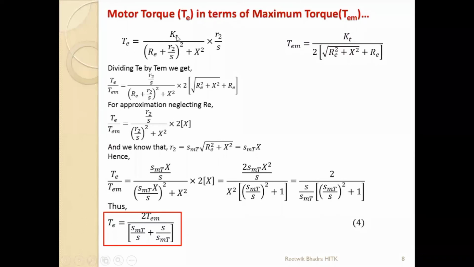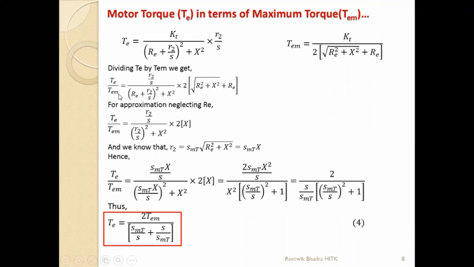So T was written out to be KT by (RE plus R2 by S) whole square plus X square, into R2 by S, and TM we had already calculated, it is KT by 2 into (R2 plus square root of RE square plus X square plus RE). This we had already calculated. Now we are deriving the relation between motor torque T and TM. That's why we had written the two equations.